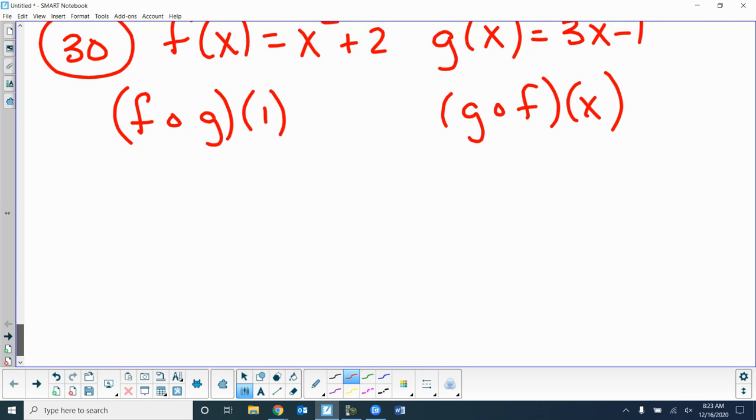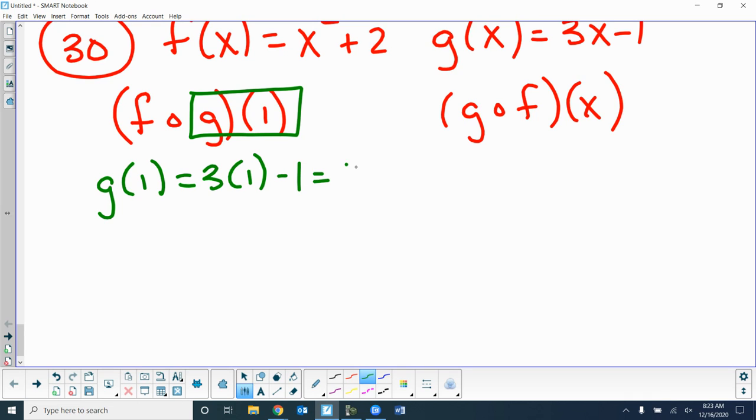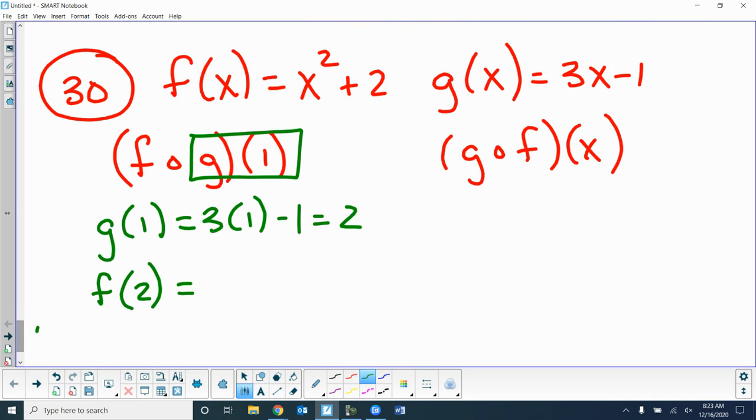Okay? So when you do the circle, the composition of functions, you do the back one first. So I do g of 1 first. So that's 3 times 1 is 3 minus 1, that's a 2. I use that answer, that 2, and put it in the f function then, which would be 2 squared, right? So 2 squared plus 2. So 2 squared is 4 plus 2 is 6. So that one's 6.